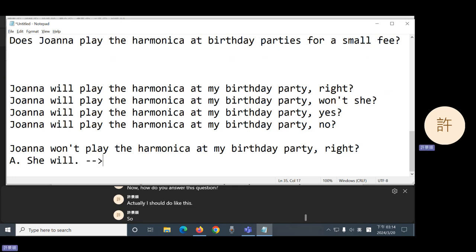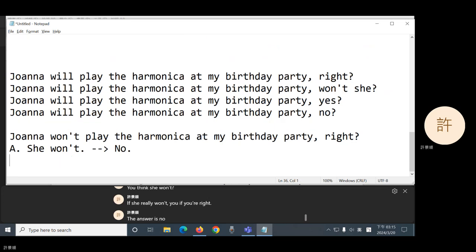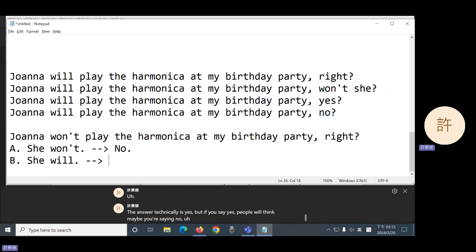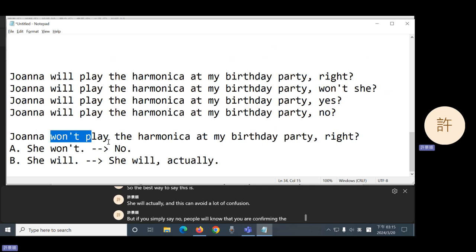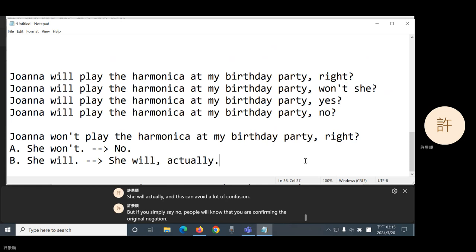So, let's confirm. You think she won't. If she really won't, if you're right, the answer is no. If she will, the assumption is wrong. The answer technically is yes, but if you say yes, people will think maybe you're saying no. So the best way to say this is, she will actually, and this can avoid a lot of confusion. But if you simply say no, people will know that you are confirming the original negation. Okay, so do you have questions about these tag questions?